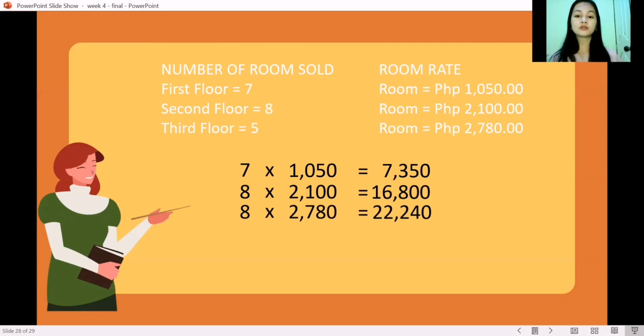To get the total room sales, we will add all the room sales of the Shine Hotel. So we have 7,350 pesos plus 16,800 and 22,240, and that is 46,390. Now that means that the Shine Hotel has a total of 46,390 room sales. So that is it for our departure report or the total room sales.